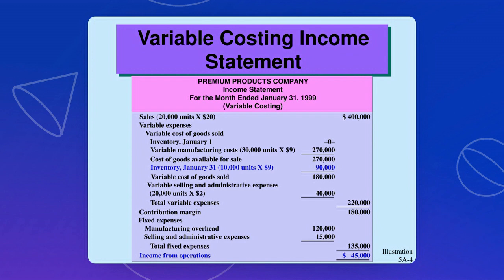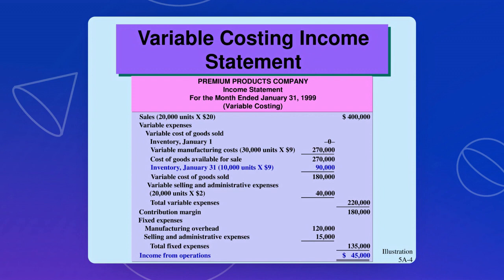20,000 times 2. All in all, how much is the variable expenses? Very good. You have 220,000. Alright. So, 400 minus 220, you have 180,000 as part of your contribution margin. Fixed expense given yan, you have 120, and the selling and admin expenses of 15. So, 180 minus 135. How much would be your income from operations?